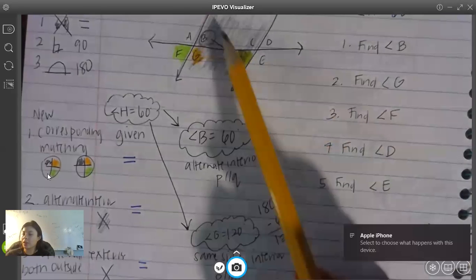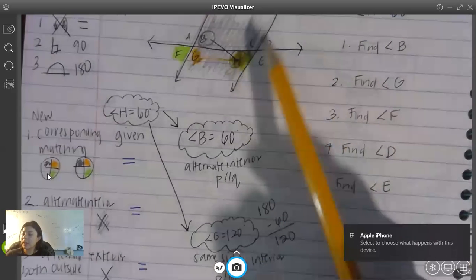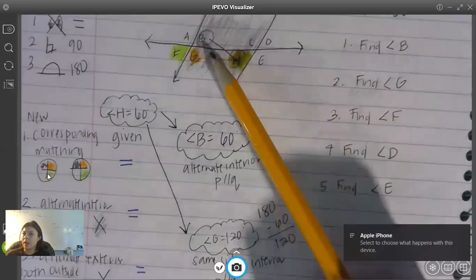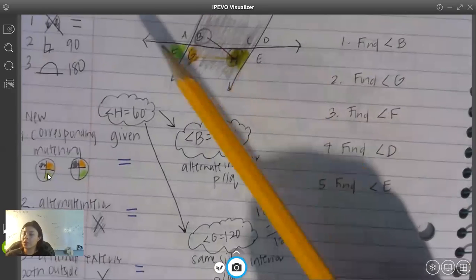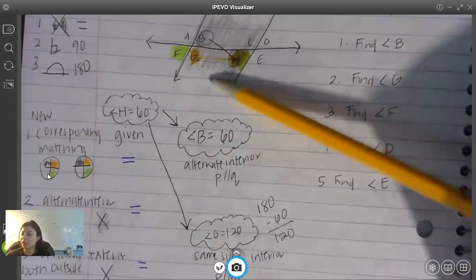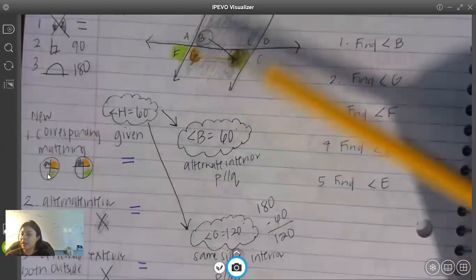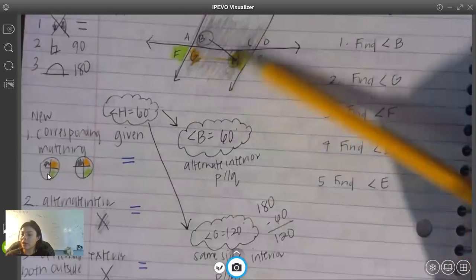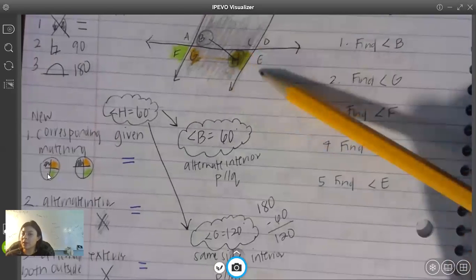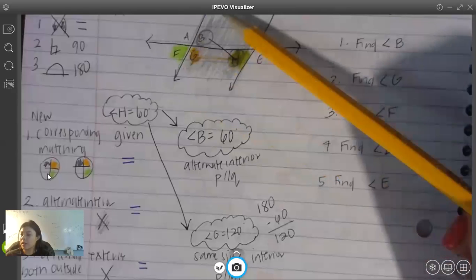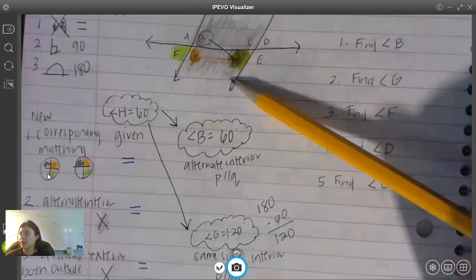No, they're not. Look. This is the inside. I don't know how else to explain to you. Look, do you see the color? Do you see where I'm coloring it? This is the inside right here. This is outside, outside. This is between the lines.